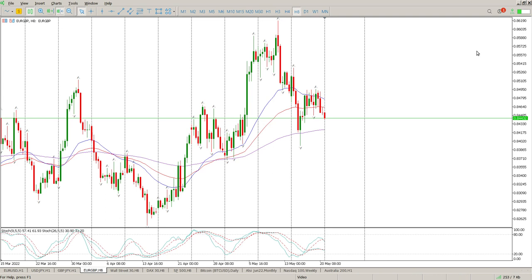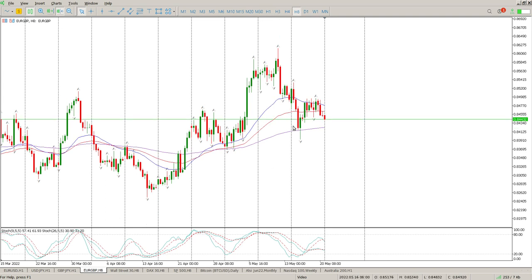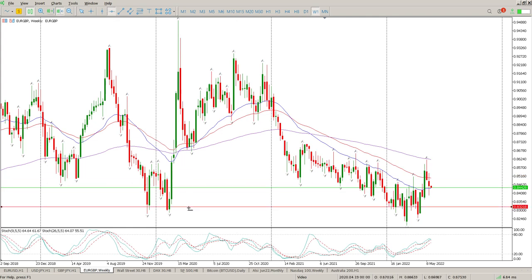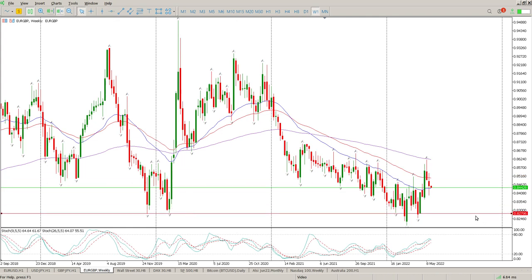Lastly, Euro British Pound. We did get a test last week of the 155 EMA, but then it rejected the other moving averages, and now we're drifting lower. Typical for this, I expect it's probably going to drop below the 155 again, and then make another attempt at this weekly low, which is down here, at 0.82796. If you look at the oscillators on the weekly, it's grouped up and rejected the 155, so I would expect some continuation at the moment.